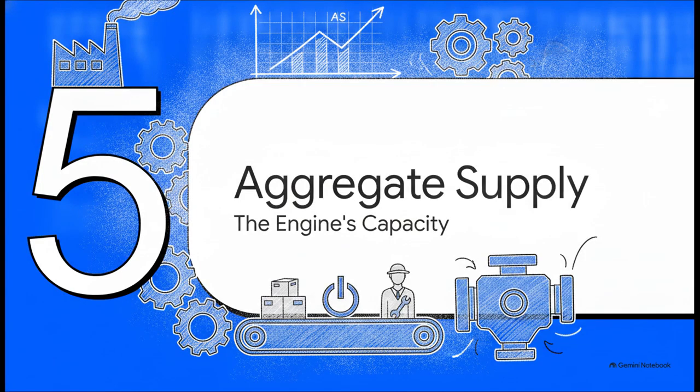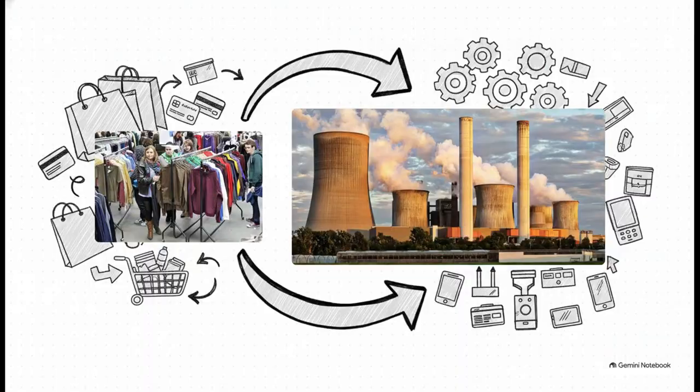Okay, let's flip the script. Section 5, Understanding Aggregate Supply, which is all about the engine's physical capacity. Up until now, we've really only looked at the buyers. Let's move over to the producers and see how this builds a complete picture. On one side, you have your household shoppers and total demand. But on the other side, you have the massive industrial power plants and factories required to actually supply them. Aggregate supply is the total planned output of goods and services produced by firms in a country.